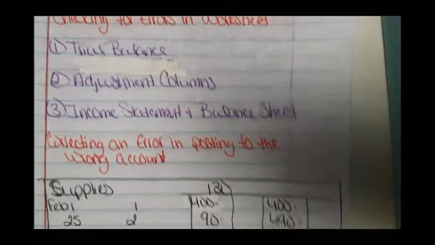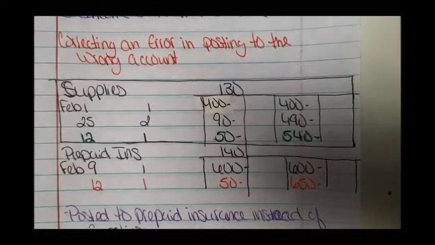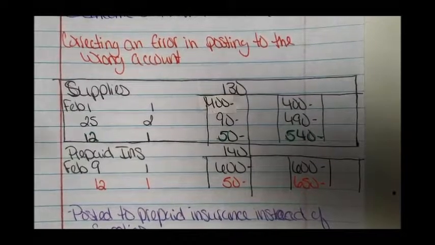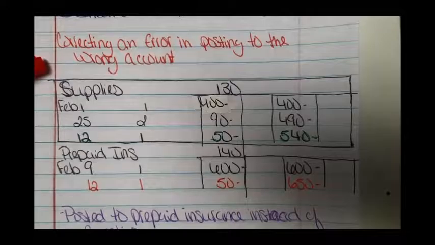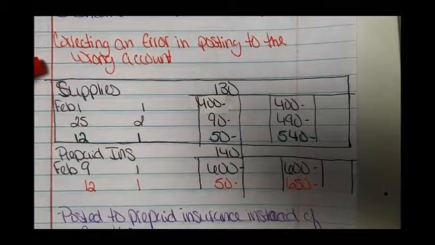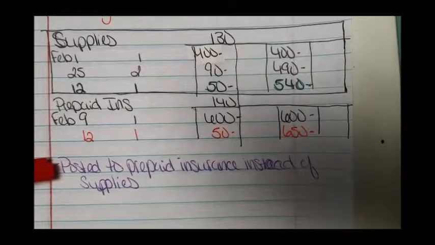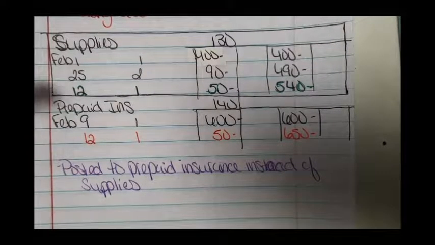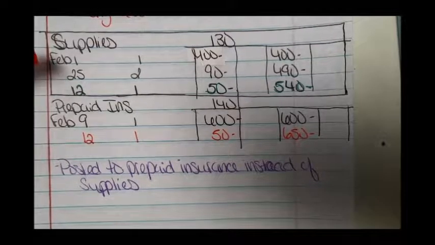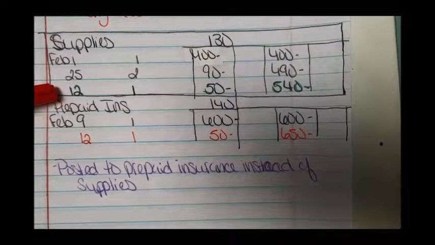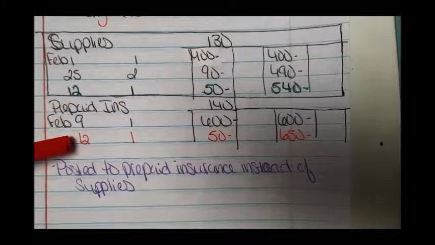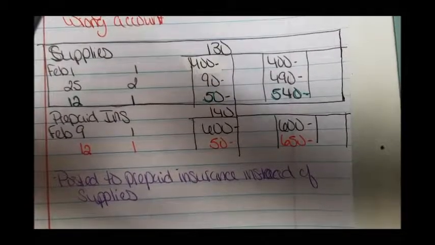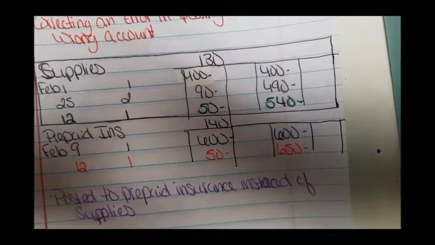So if you find an error, you have to correct it immediately. So for this example, we had correcting an error from posting to the wrong account. If you posted it to the wrong account, what should you do? We accidentally posted to prepaid insurance instead of supplies. So on the 12th, this should have been posted to supplies, but we posted it to prepaid insurance. Once we have found that error, it's pretty simple to fix.